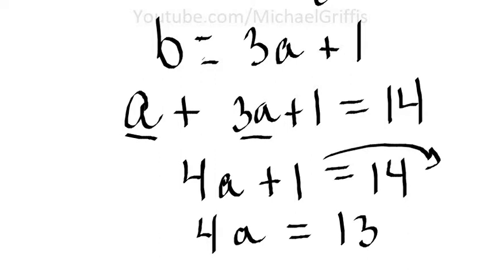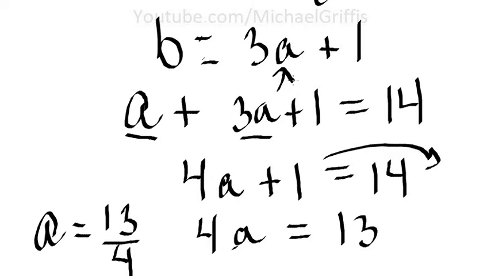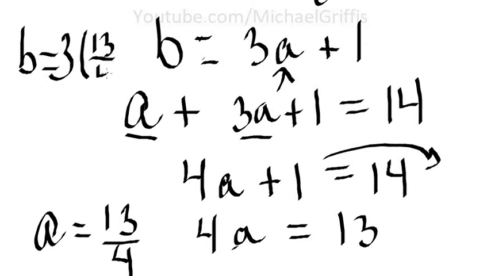And then of course we ran out of room. But a looks like it's going to be, we'll write it over here, a is equal to, bringing the 4 diagonally down, 13 over 4. Okay, so a is 13 over 4. Now what we can do is plug it directly back in to here, and we would have b is equal to, I've just run out of room on this screen, b is equal to 3 times 13 over 4 plus 1.